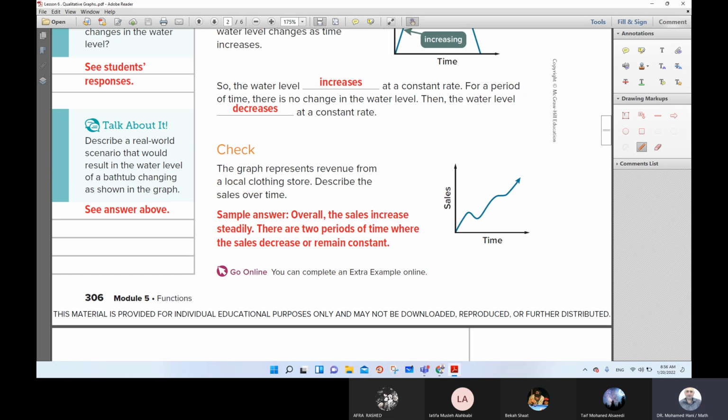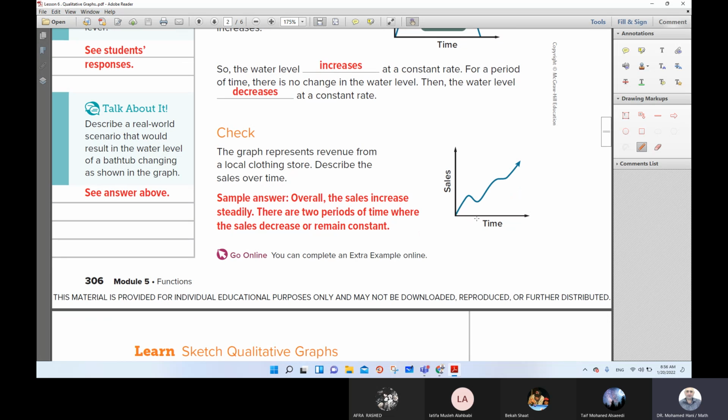In this example, the graph represents revenue from a local clothing store. Describe the sales over time. As you see here, the x-axis is the time and the y-axis is the sales. And here we have the graph. The graph is not a straight line. We have many periods here, but the line, as you see, goes up.